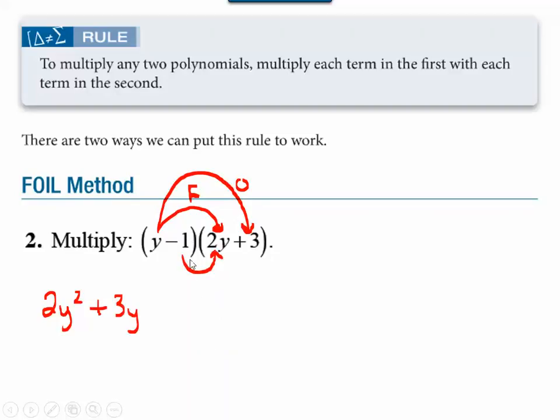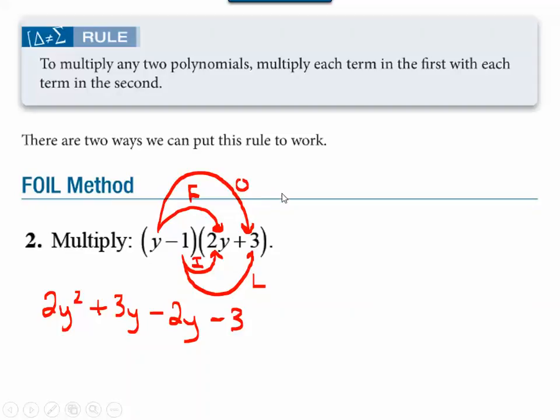The I stands for the inside terms. Now we're working with the -1. -2y. And then the last terms is the L. So notice, but really I want you to understand that every single term in one has to multiply every single term in the other. If you got that, you have the more generalized concept here.